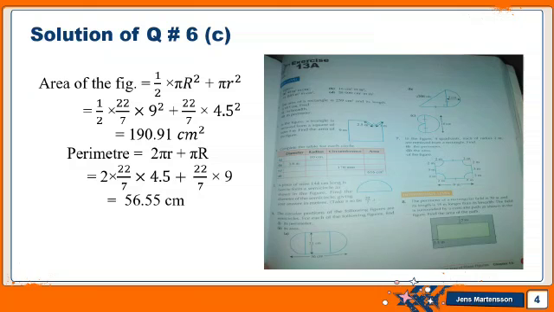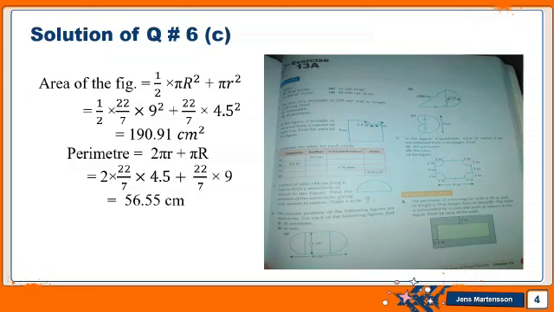Just put the values. For the bigger semicircle the radius is 9, and for the smaller one it is 4.5, as you can see from the figure. Just putting the values you'll get 190.91 centimeter. For perimeter, as I told you, you just need to consider boundaries. So there is one big boundary of the semicircle and the other two smaller boundaries of two smaller semicircles. As they are identical, by combining them you'll get 2 pi r, the full circle.